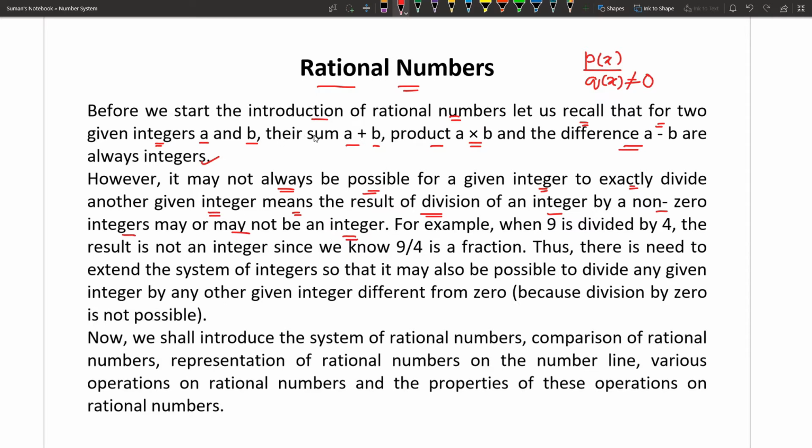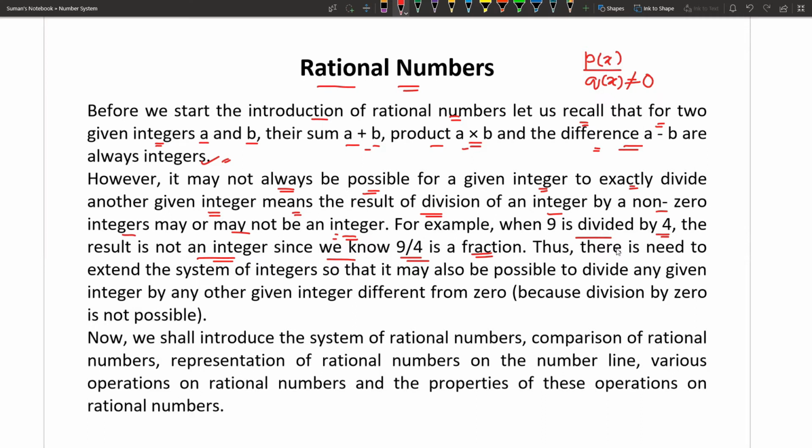So that means the sum, product and the difference of two integers are always integers, but that does not guarantee that the division of two integers, when the denominator is non-zero, must produce an integer. For example, when 9 is divided by 4, the result is not an integer, since we know 9 by 4 is a fraction.